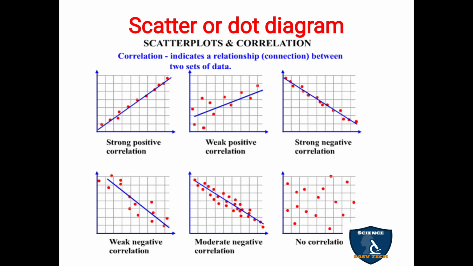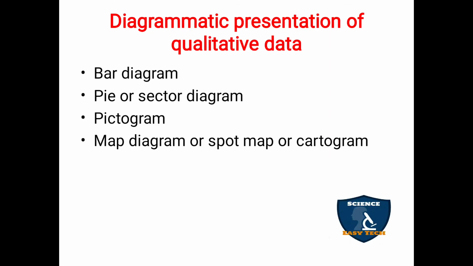Next we will move on to diagrammatic representation of qualitative data. For quantitative data we have seen a histogram, frequency polygon, line graph, cumulative frequency curve and scatter or dot diagram. Similarly, for qualitative data you have bar diagram, pie or sector diagram, pictogram or picture diagram or picture graph, like that. Then a map diagram or spot map or cartogram.